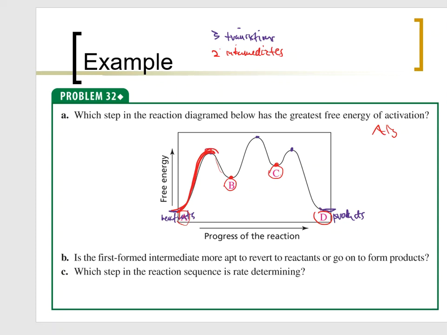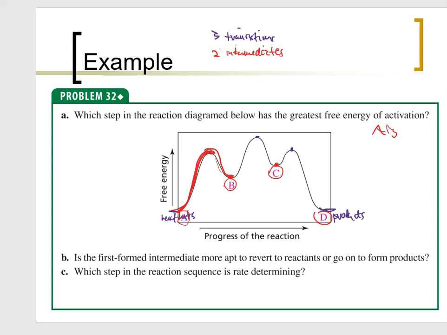Is the first formed intermediate more apt to revert or to go on to form products? Okay, well, once it does that, there it goes. So the question that this one wants, the first formed intermediate at B, does it prefer to go backward and go to A, or does it prefer to go forward and go to C? How would I determine this?